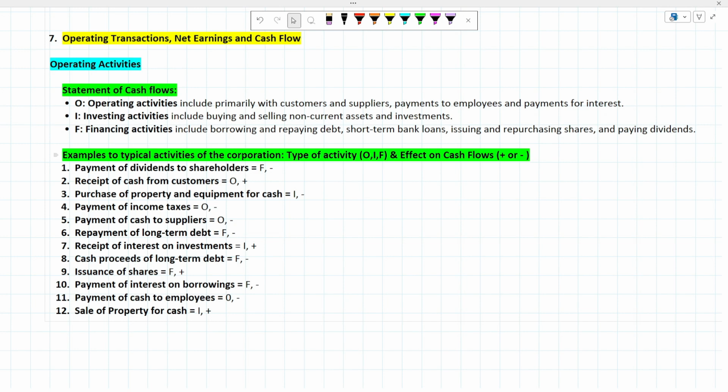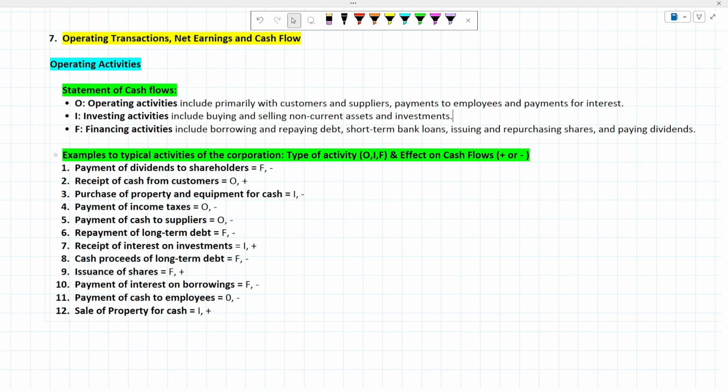So here are examples of typical activities of the corporation. We identify the type of activity, either O, I, or F, which means operating, investing, or financing, and the effect on the cash flows. Let's take an example. 1, payment of dividends to shareholders. This would be a financing activity since we're paying dividends, and this would be a minus to the cash flow.